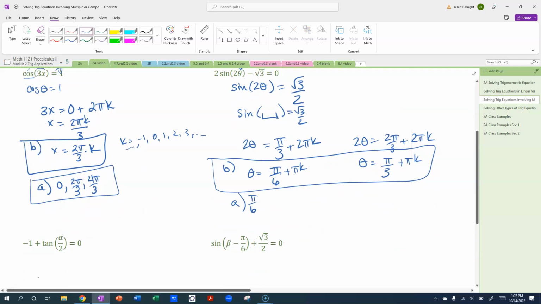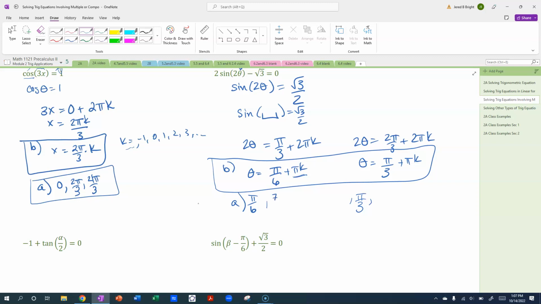But if I'm trying to find the specific angles within the unit circle that satisfy this, from each of these I'd get pi over 6, and over here I'd get pi over 3. But I have to remember I'm adding pi k on there, right? So if k is 0 in both instances, I would just get the pi over 6 and the pi over 3. Okay, then I have to increase k.